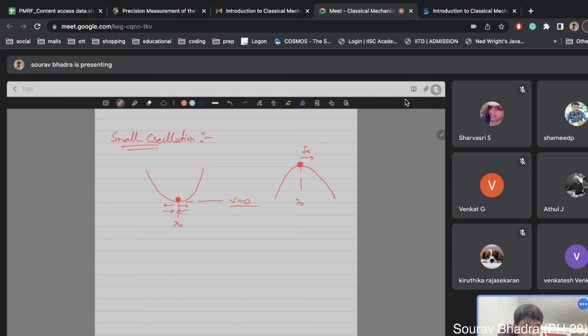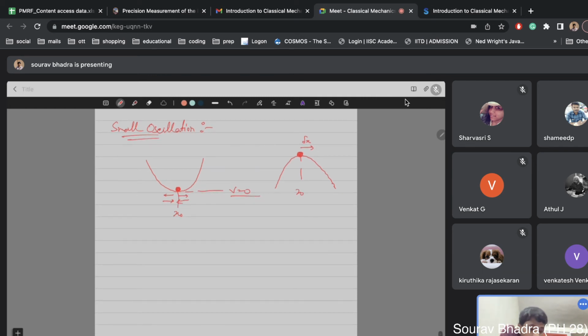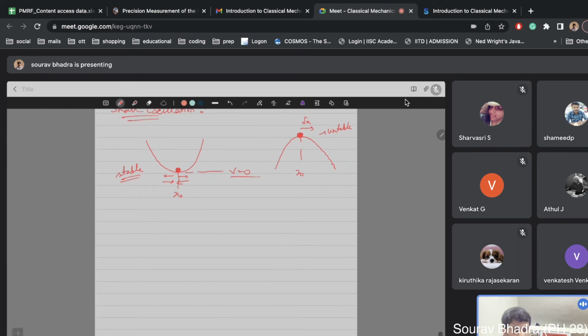So for small oscillation, we need a stable equilibrium. There is unstable equilibrium and stable equilibrium. This denotes the unstable equilibrium, where if you perturb the system, it will not come back to the initial position, and this is called the stable equilibrium, where it will come back. That is the main thing of the oscillation, and it is very obvious also.